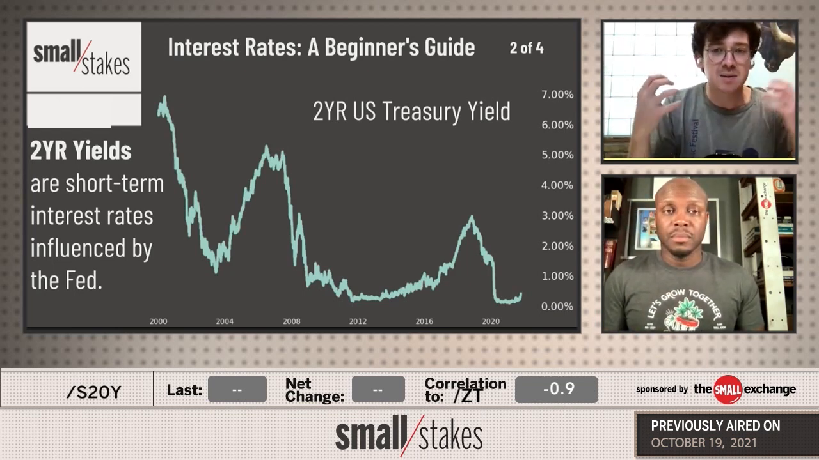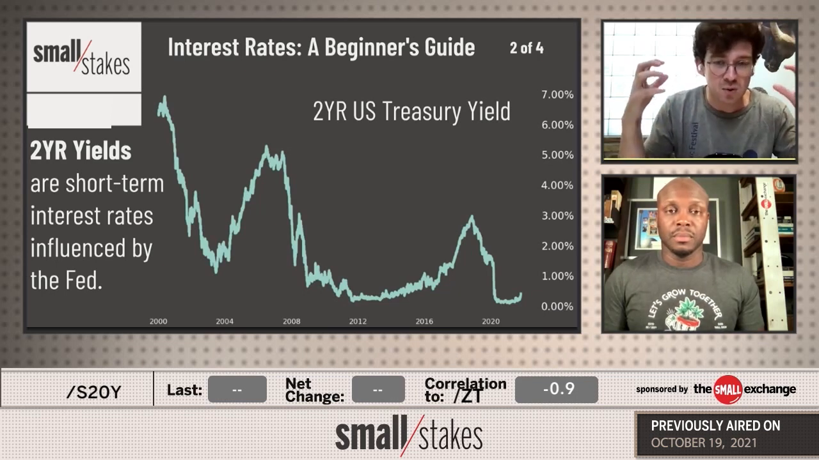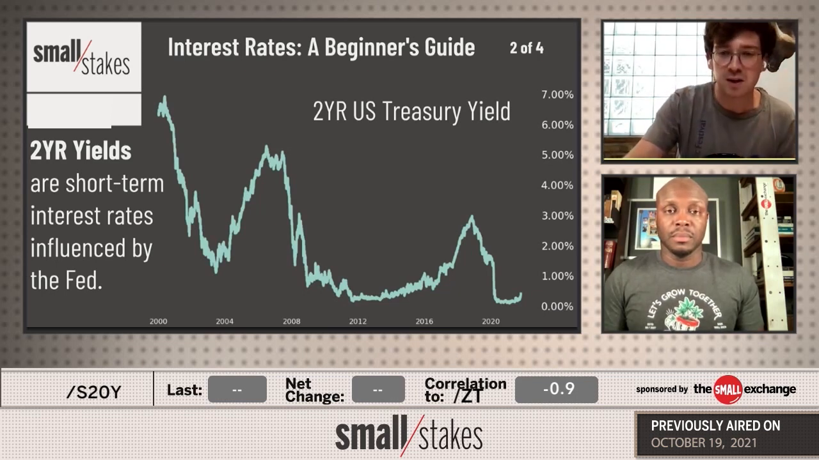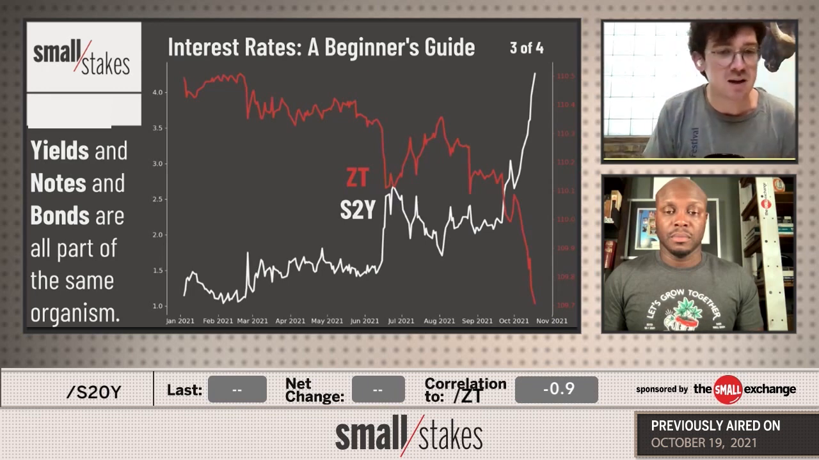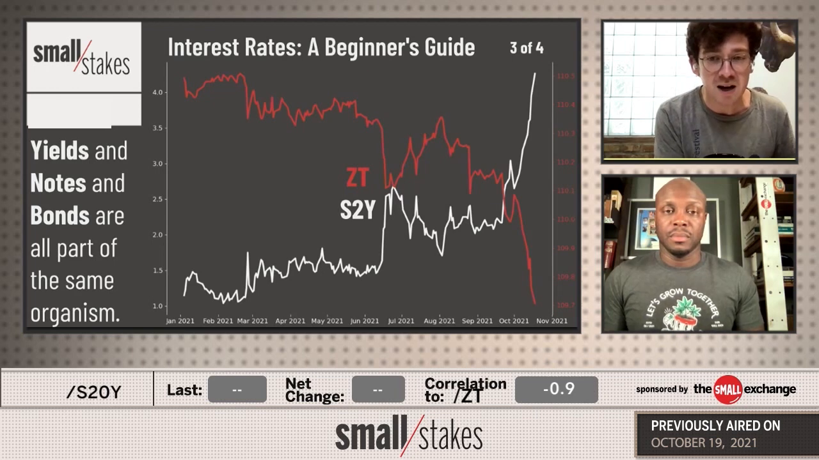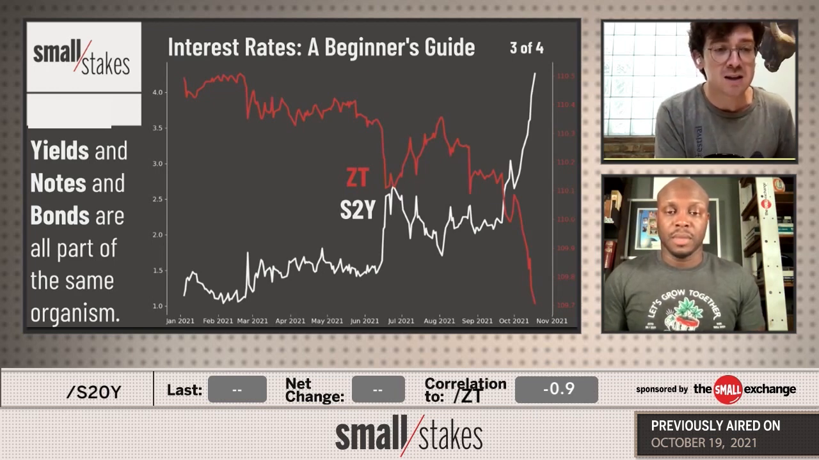Stocks and bonds are really part of the same organism. And I want to keep that word on our minds here, because within the interest rate asset class, yields and notes and bonds are all part of the same organism. And what you have here, Jermal, is the old traditional product, the ZT, which is the 2-year note price. And you have S2Y, which is the 2-year yield.